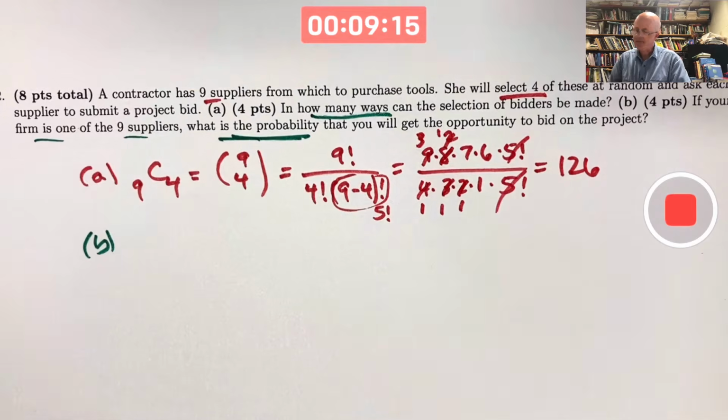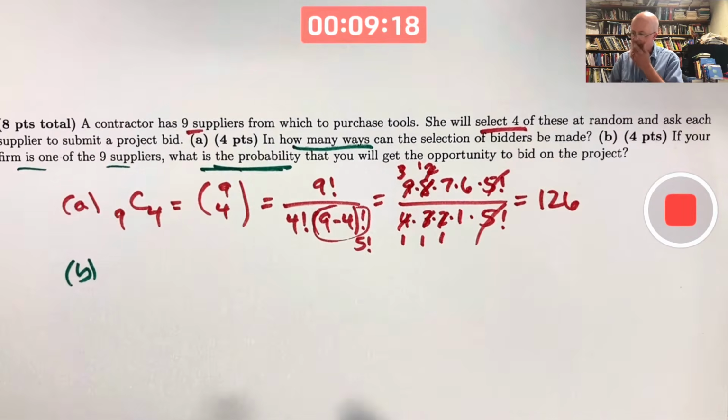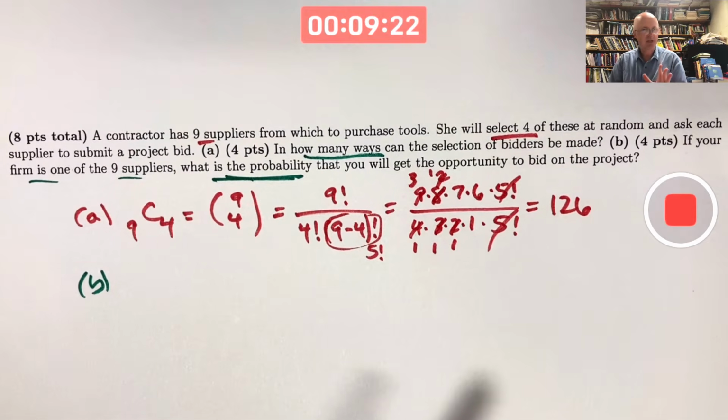What is the probability that your firm gets the opportunity to bid on the project? Okay, now this might seem like it's pretty tricky, pretty hard, and I think if you think about it systematically, it is. Turns out the answer is pretty simple, but let's see if we can be systematic, and let's in fact do it in 2 ways.